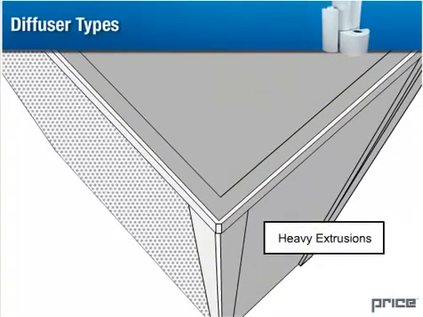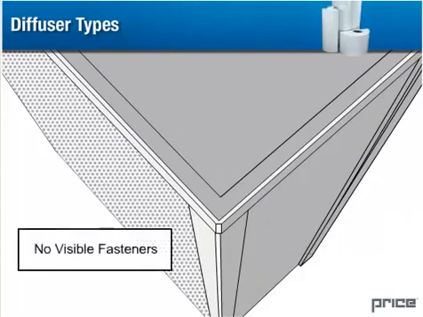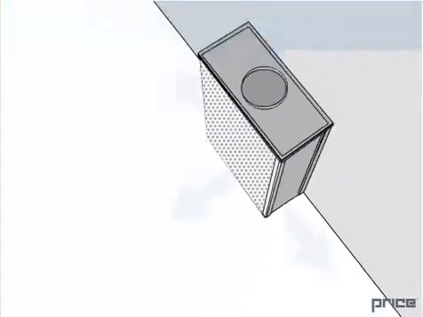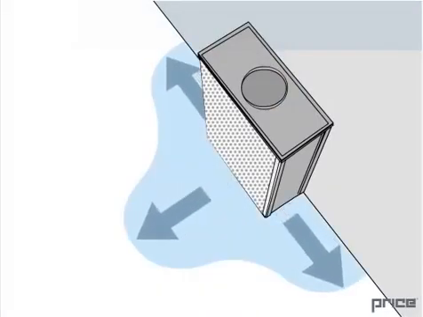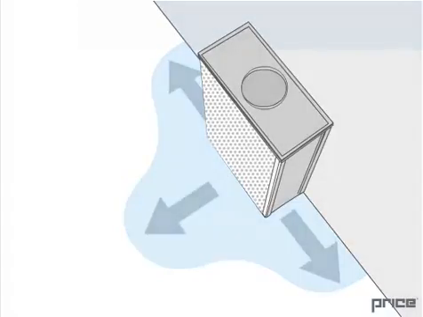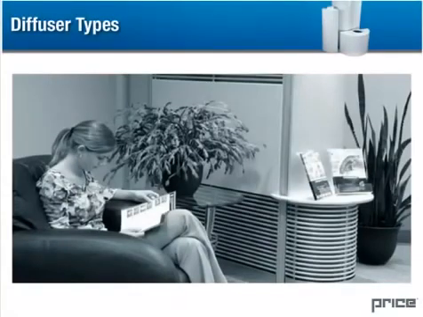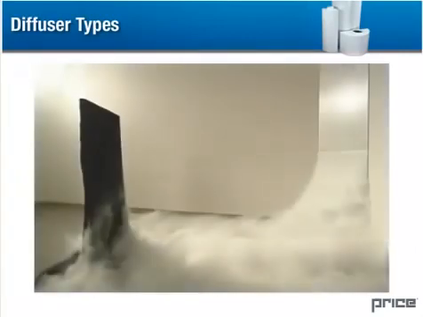Heavy extrusions hold the face and side panels together tightly, eliminating the need for visible fasteners and resisting damage from everyday activities. Regardless of what family they're in, these high-performance units are designed to supply any size room comfortably while being discreet and able to match any decor. Air is delivered in a cool layer approximately 2 to 3 inches thick that floats deep into a room, displacing the warmer, contaminated air above it.